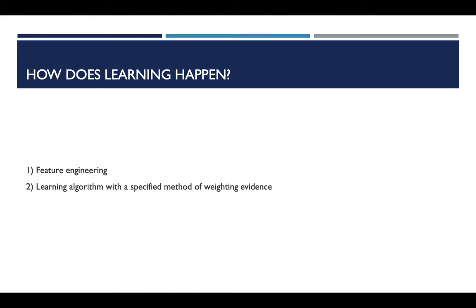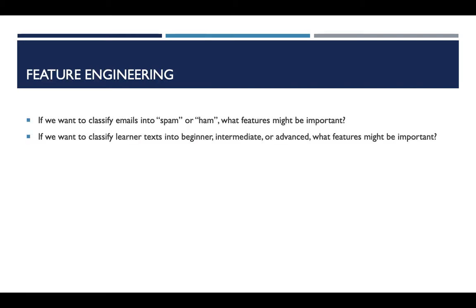So how does this happen? So there are two main steps. First off, we have the feature engineering, and then second, we have the learning algorithm with the specified method of weighting our evidence. So let's talk about the first one, feature engineering. Let's go back to our spam and ham example. If we want to classify these emails, what features could be important?